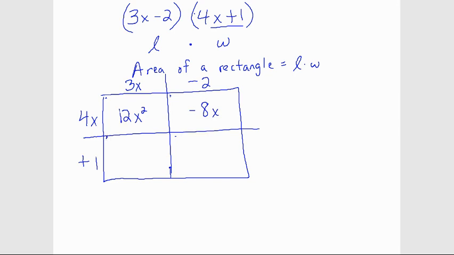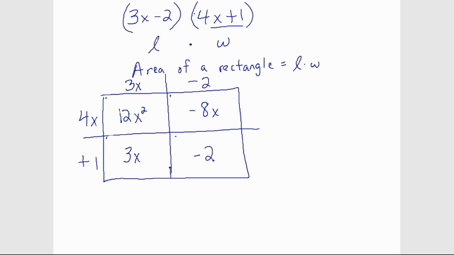Here we have a rectangle with dimensions 3x and 1. 3 times 1 is just 3, and then don't forget the x. And then here we have a rectangle with dimensions negative 2 and positive 1, so that multiplied together would be negative 2.